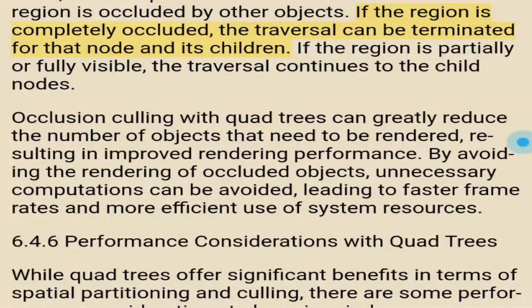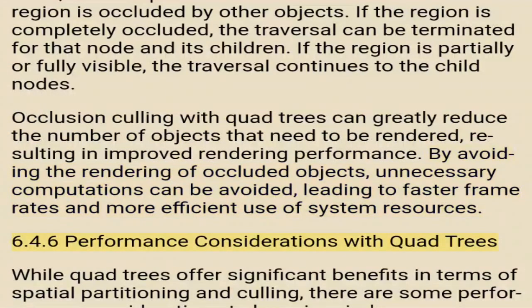If the region is completely occluded, the traversal can be terminated for that node and its children. If the region is partially or fully visible, the traversal continues to the child nodes. Occlusion culling with quad trees can greatly reduce the number of objects that need to be rendered, resulting in improved rendering performance. By avoiding the rendering of occluded objects, unnecessary computations can be avoided, leading to faster frame rates and more efficient use of system resources.